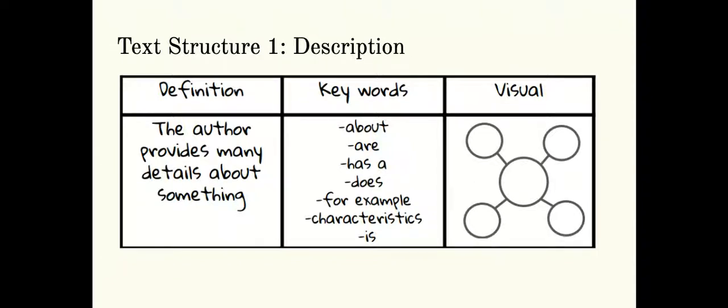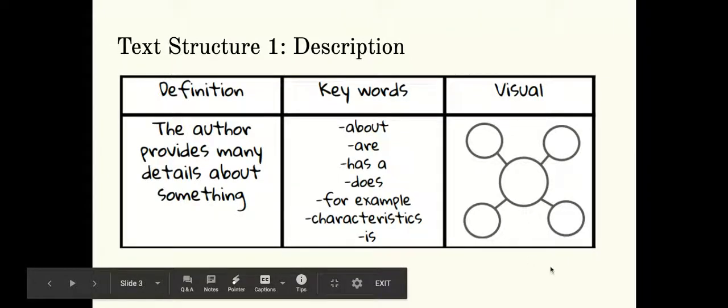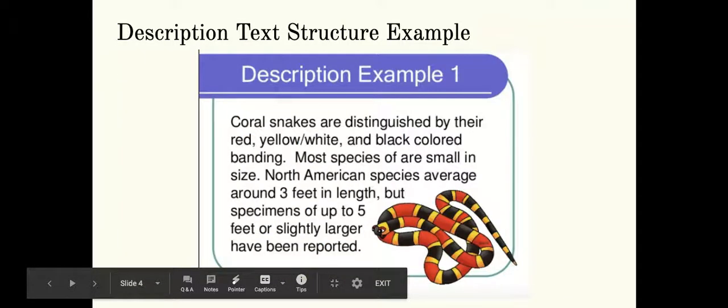And then that visual there is a graphic organizer that you could use to break down a descriptive text. So let's say you read an article about frogs. In the middle of this circle, you'd write frogs, and then you would give information about frogs that you learned in these smaller circles.